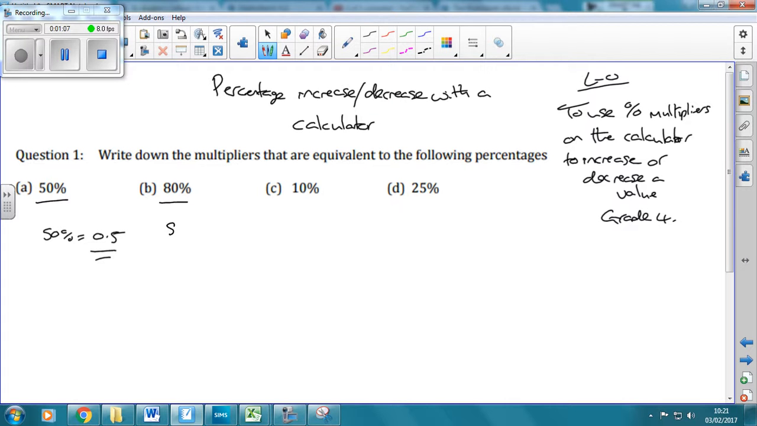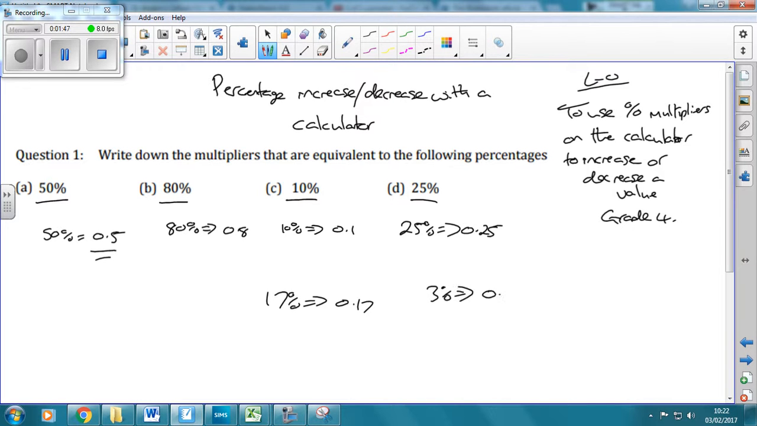If you've got 80%, if we divide that by 100, that's going to go to 0.8. 10%, if we divide that by 100, so 10% will go to 0.1. 25%, if we divide that by 100, it's going to go to 0.25. So that's how you find multipliers. If you had, say, 17%, that's going to go to 0.17. The bit where people get confused is if you've got something like 3%. If you divide that by 100, that's going to go to 0.03.